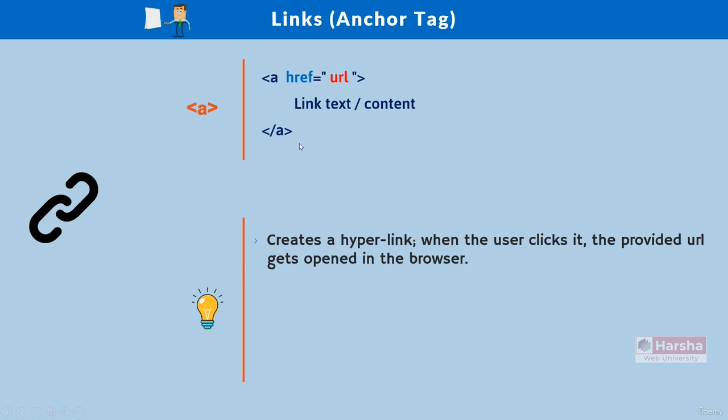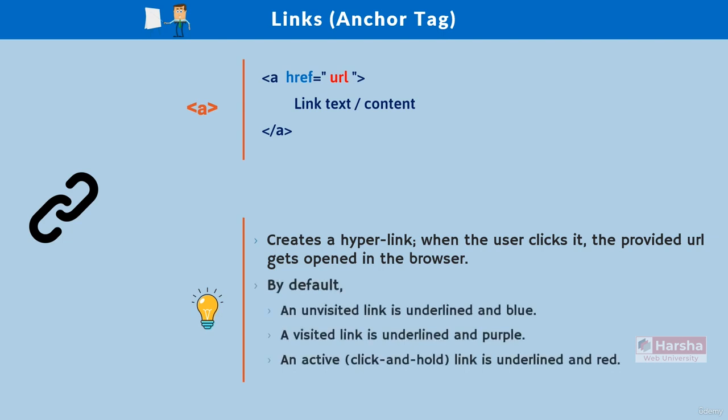So the anchor tag, or A tag, always creates a hyperlink to link to another web page or another URL. The URL can be an HTML file within the same website, or can be any file such as an image file or PDF file, or even it can be another website address.